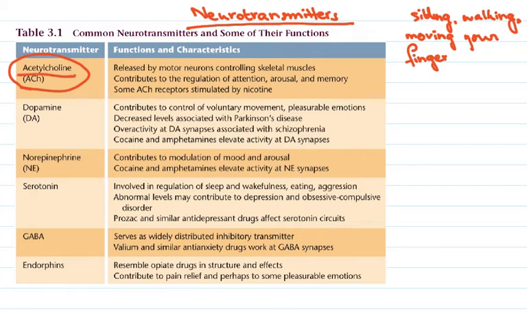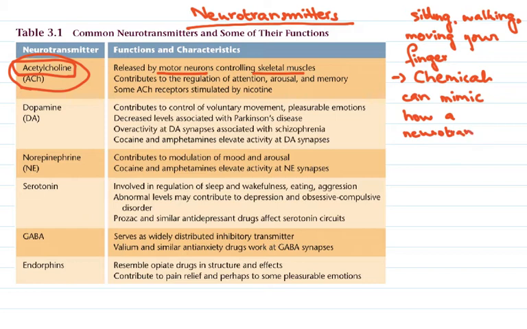Acetylcholine plays a huge part in all of these different movements, right? Basically, acetylcholine is released by motor neurons, which control skeletal muscles. But sometimes, even without the release of a neurotransmitter, certain chemical compounds can mimic how a neurotransmitter behaves. Let's suppose we don't have acetylcholine, but we have another chemical substance that behaves like acetylcholine in that it attaches itself.